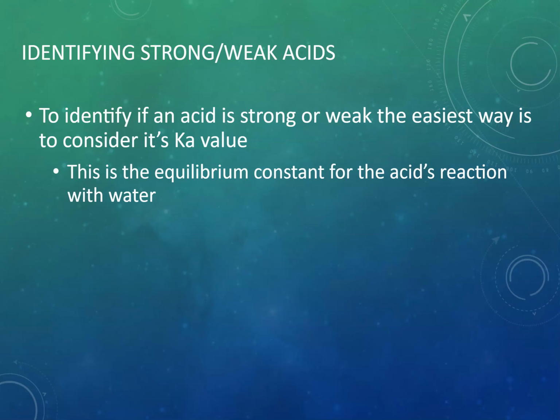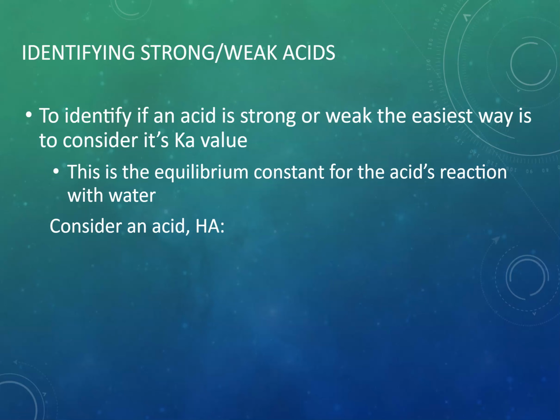Now for Ka, what we're talking about there is the equilibrium constant for the acid's dissociation with water. Okay, simply put, K is always an equilibrium constant. So just to recall, as an equilibrium constant, it is a constant value at standard conditions. And you can typically look these up in data tables and textbooks.